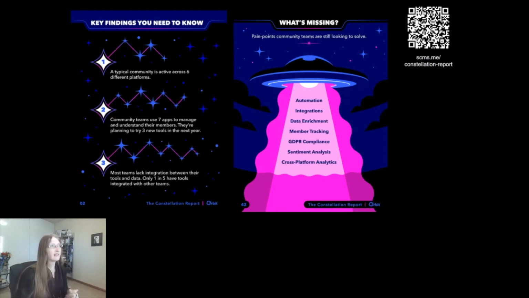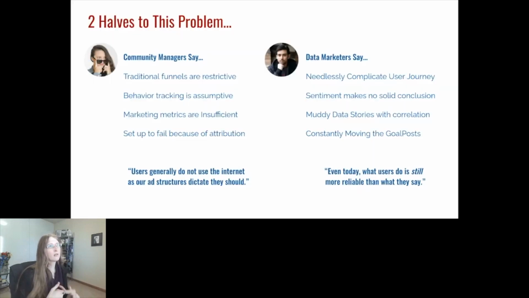So there are two sides to this discussion. The first one is the people who have built the system, the data marketers and the community managers. And on one side, we're saying this funnel isn't enough. People don't use the internet using this dictated process that you control. But the marketers are on the other end going, well, going beyond that is too complicated.